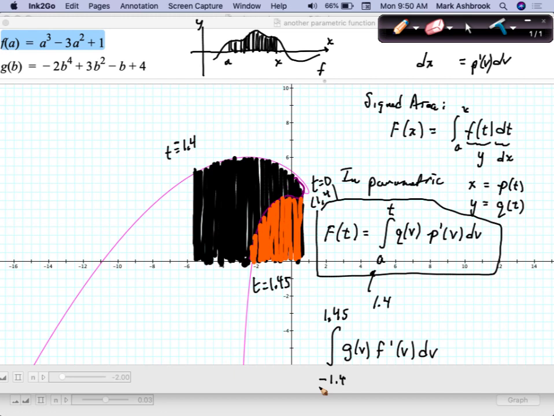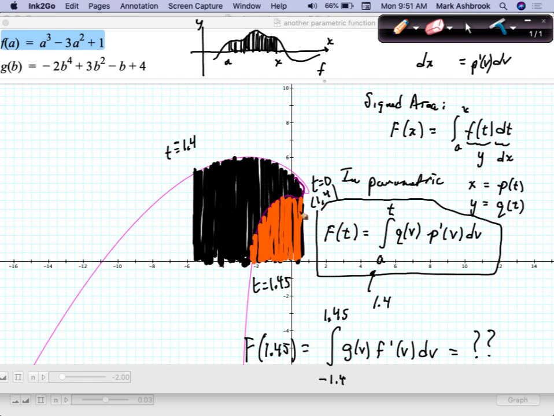So what will this value represent, right? So if I was using my function and I plugged in f of 1.45, when t reaches 1.45, what will that value represent if this is my signed area function starting from negative 1.4? What will I get? What number will that give me?